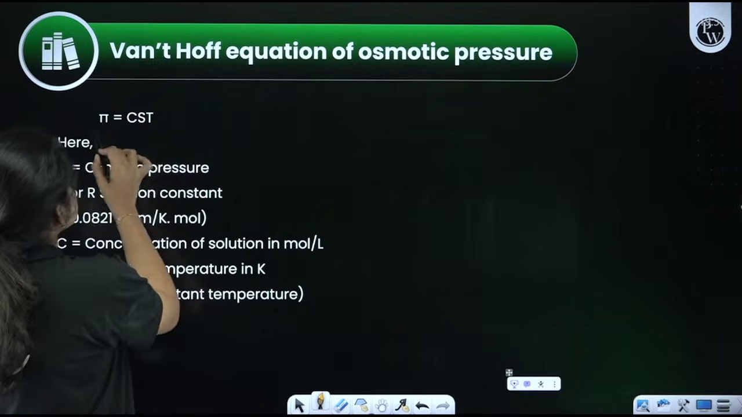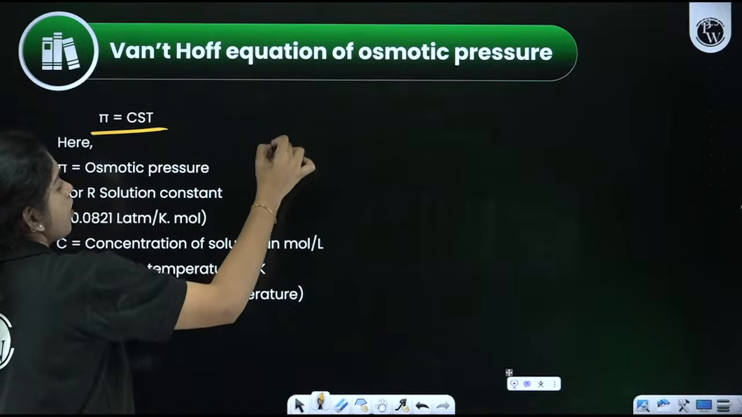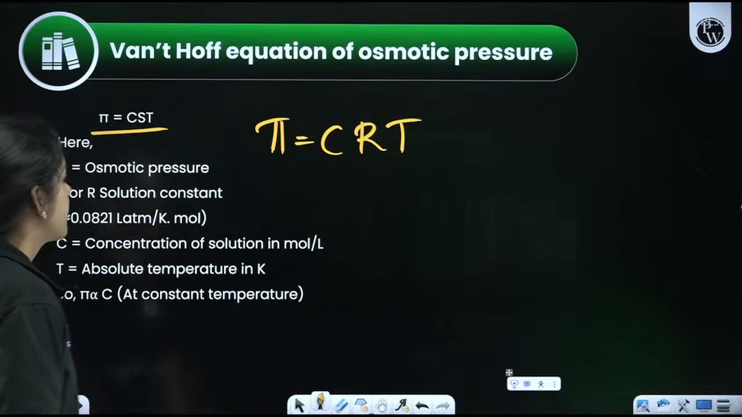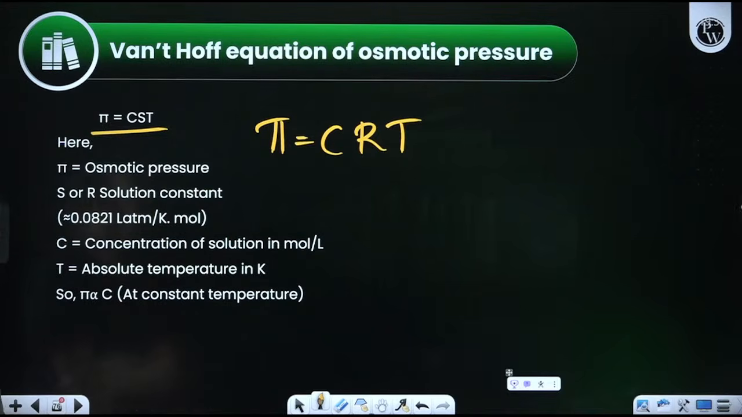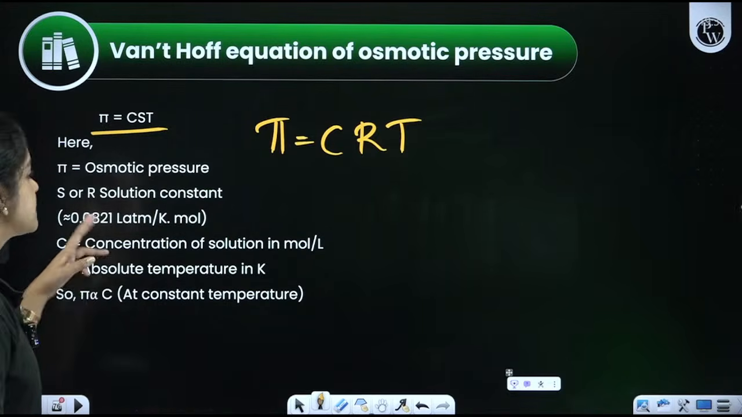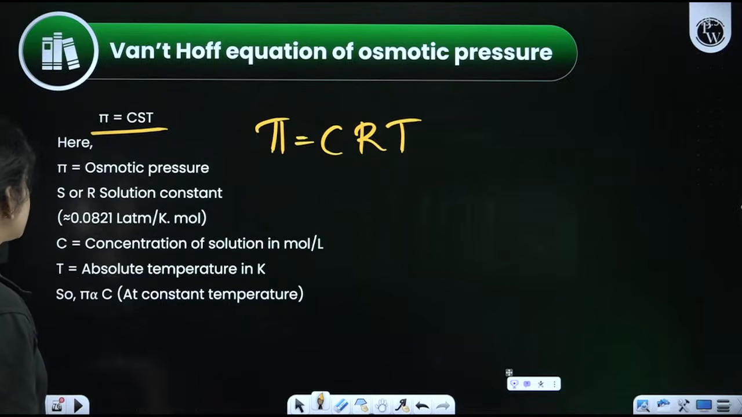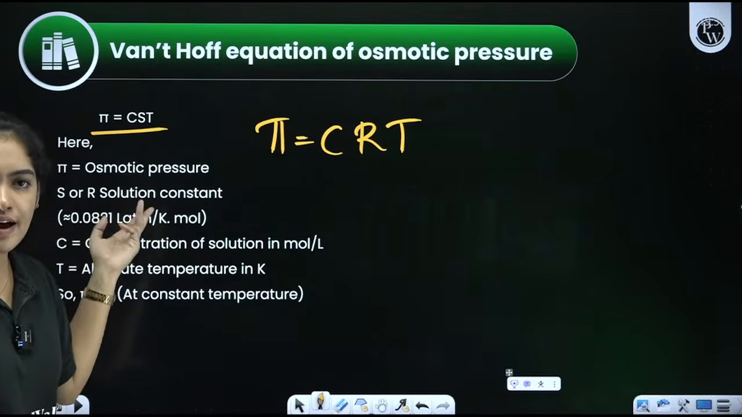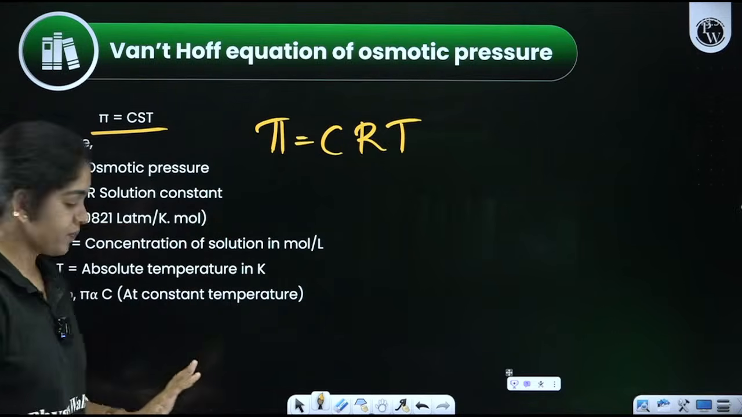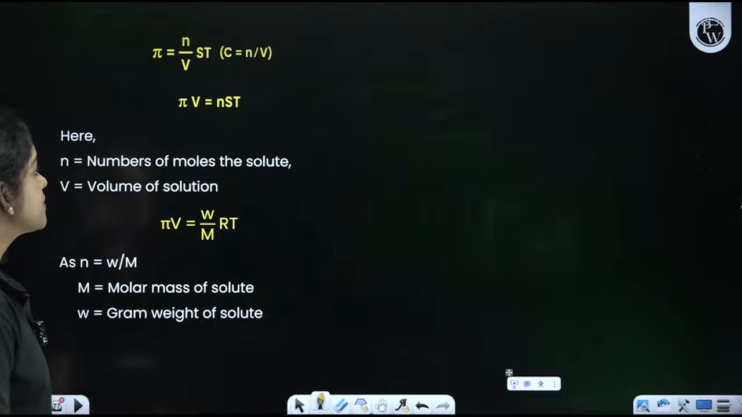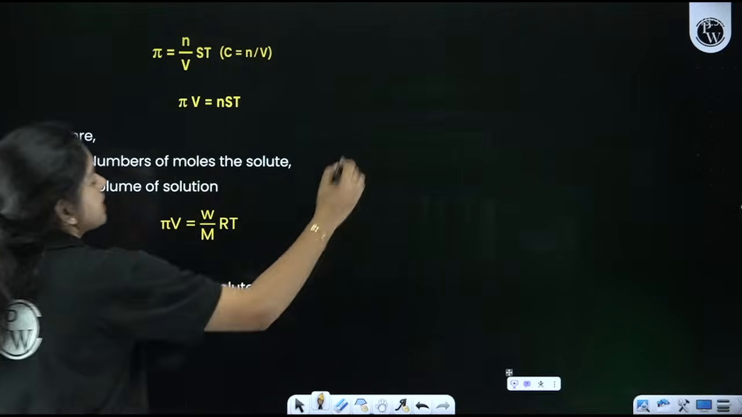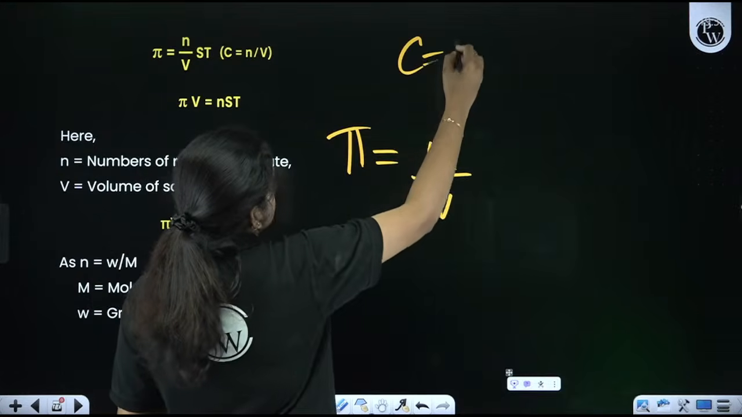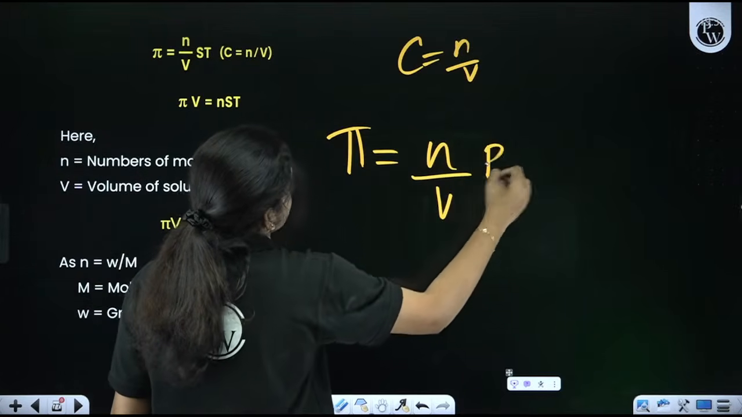Then pi equal to CST, or in our textbook it is like CRT also we can use. CRT, pi equal to CRT, where pi is the osmotic pressure and C is the concentration of the solution, T is the temperature, and what is R? R is the constant like universal gas constant, all the things that we know. Okay. So this is the equation for osmotic pressure, and we can rewrite the equation like pi equal to n by V. The concentration can be changed in n by V terms, n by V into RT.